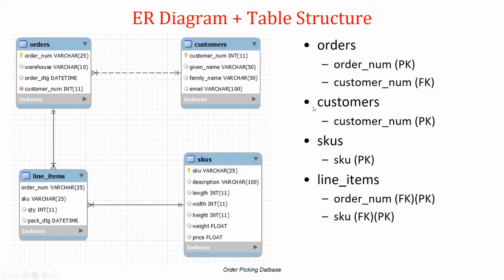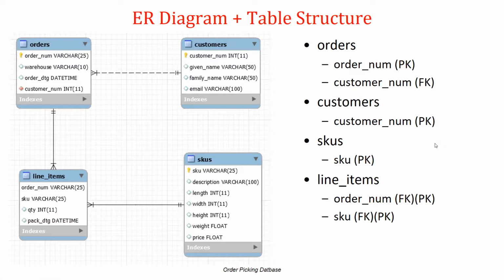I don't have all of the fields that are shown in the ER diagram, but we have an order table with the primary key. It also has a foreign key for the customer number, so that's the relationship between customers and orders. The customer table, I've already said, has the primary key of customer number. SKU has a primary key of SKU, and all of the other fields obviously. And then, as I mentioned, the line item table connects the SKU table with the orders table. So we have the order num as a foreign key, primary key, and SKU as a foreign key, primary key also.